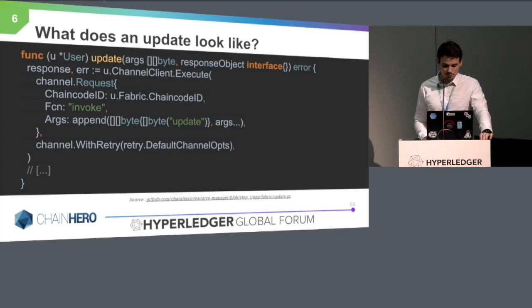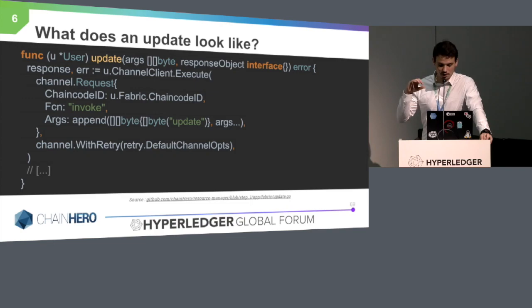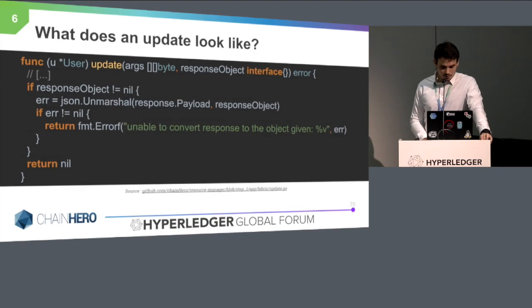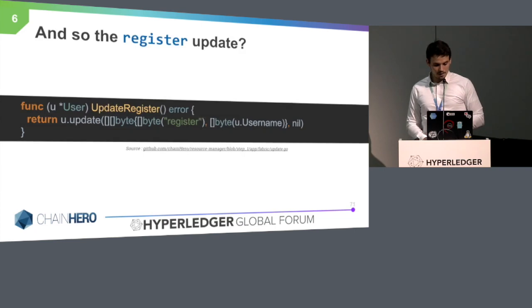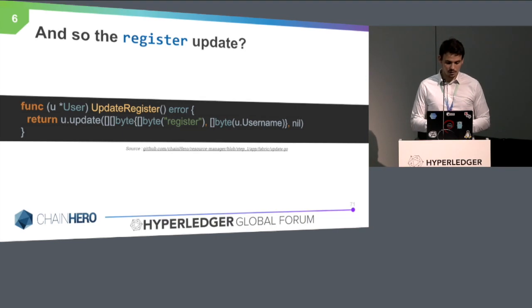We call the invoke function. We provide the chain code ID, and for the first argument we give update, so that in the chain code we know it's for updates. Then we can also retrieve information, but for an update it is not really useful. And finally, for example to register a user, we give a register argument, and we provide the username of the user we want to register in the chain code.